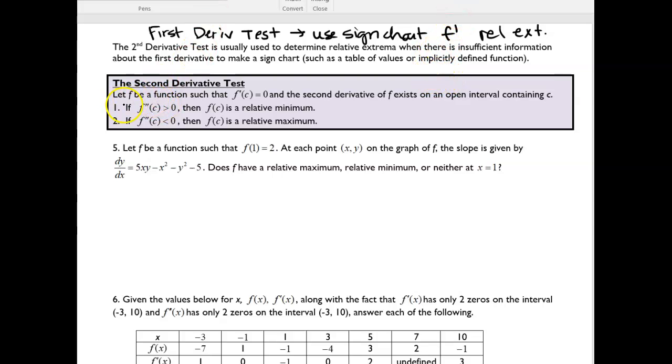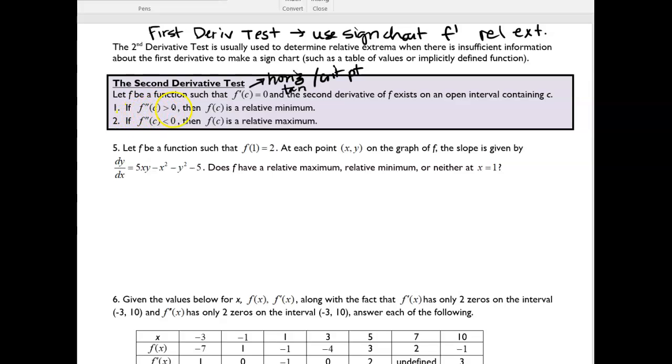So what it says is let f be a function such that f prime of c equals 0. So that means it has a horizontal tangent slash a critical point. But specifically, it's a critical point where the slope is 0. So it cannot be undefined. The derivative cannot be undefined. And the second derivative of f exists on an open interval containing c. So at this point, same value c, if the second derivative is positive, then f of c is a relative minimum. So let's translate this.